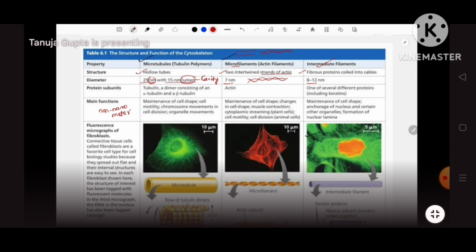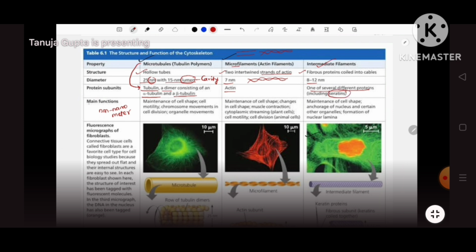Protein unit: microtubule is made up of tubulin protein. What is tubulin? It is a dimer. Dimer means two molecules, alpha tubulin and beta tubulin, which combine together, so it is always present in dimer form. For microfilament the protein is actin, and intermediate filament has one of several different proteins, for example, keratin.